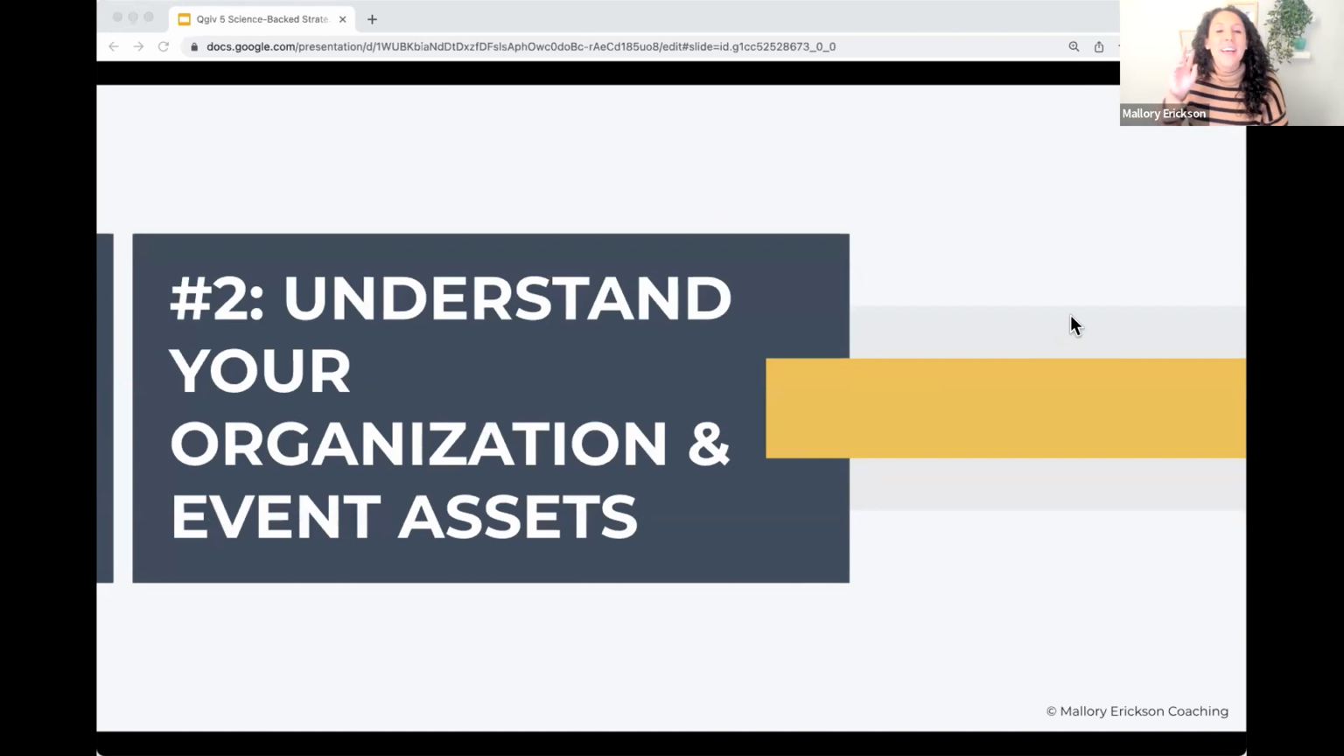Okay. Strategy number 2, understand your organization and event assets. So inside Power Partners, we do something called asset mapping, which is this process of understanding all of the different things of value that your organization has, way beyond your program and way beyond the things we typically think of when we think of what's valuable in terms of our nonprofit. So way beyond our programs and our services, your organization has so many assets, and your events, different types of events, have so many assets too.